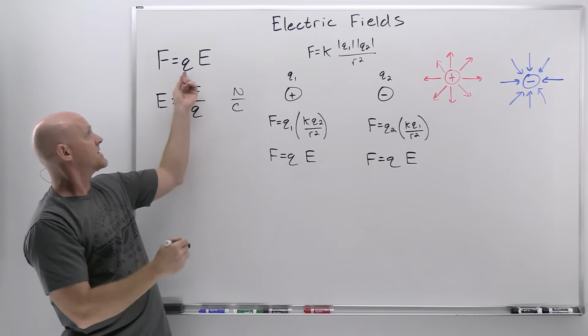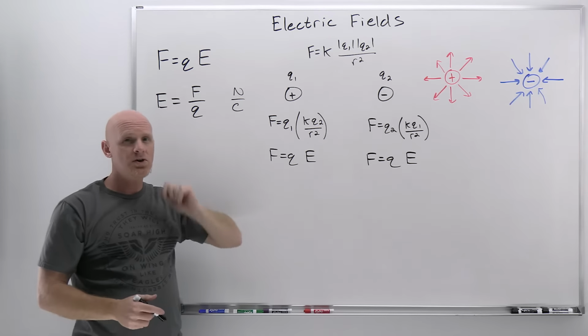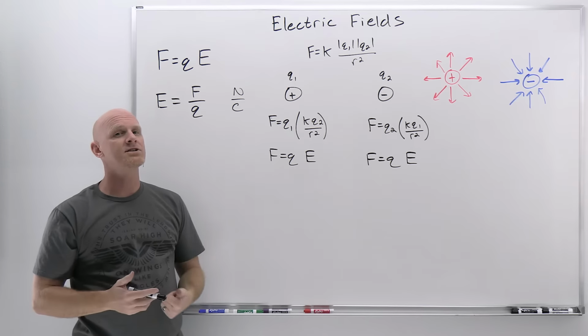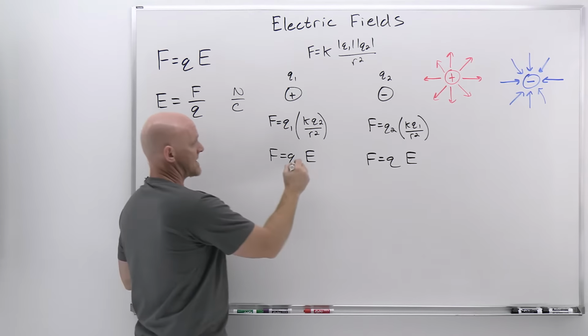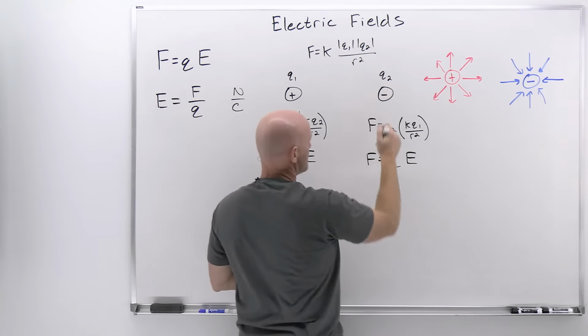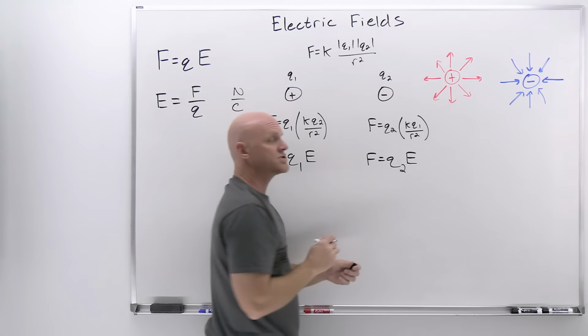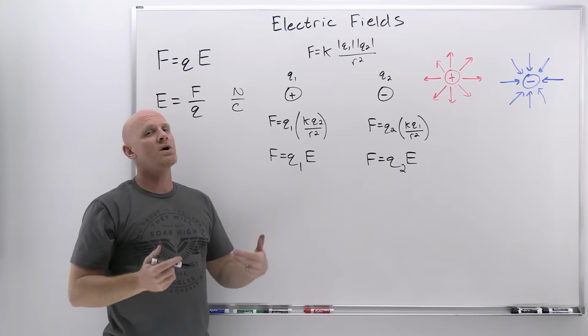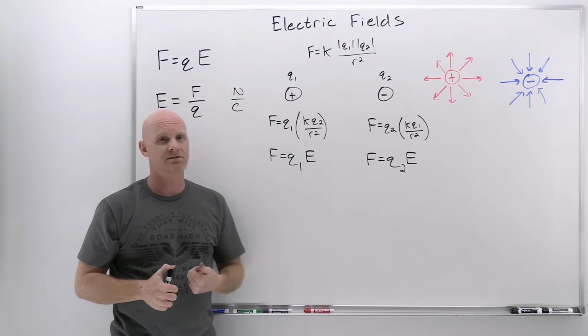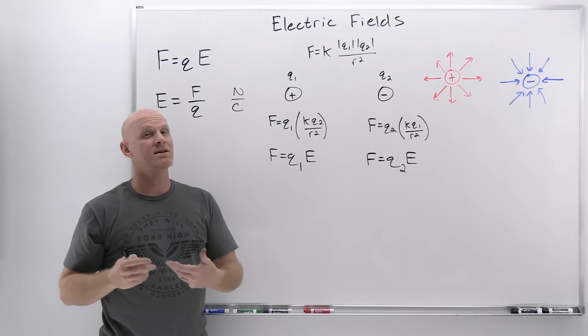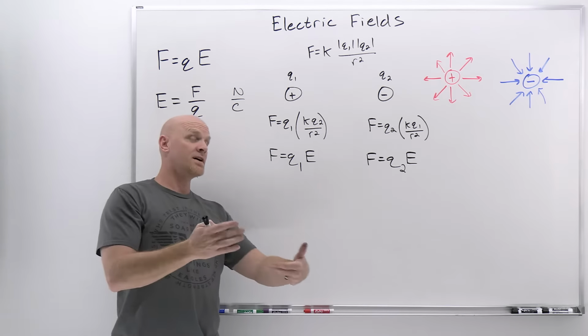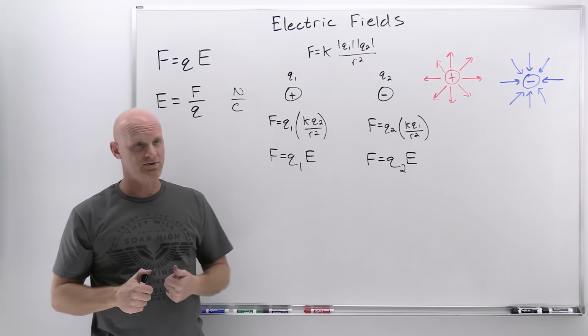When we write it this way, the Q is the Q of the charge that's experiencing the electrostatic force. So in this case, that would be Q1, and over here, the force is being felt by Q2. But again, point charges not only can feel electrostatic forces, they also can cause electrostatic fields that can result in another point charge feeling an electrostatic force.